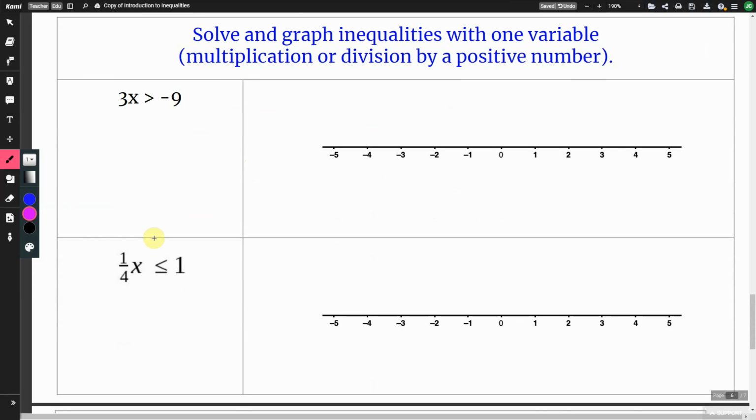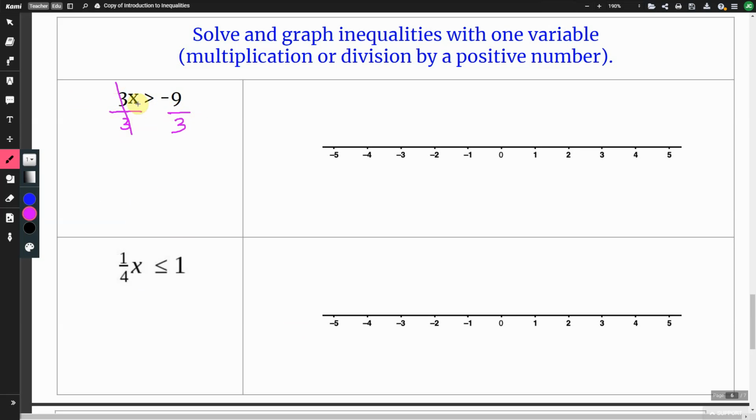And here we go. Next problems. Pretty straightforward. Again, we're going to solve for x, and then graph these inequalities. But now we're dealing with multiplication. Okay. 3 times x is greater than negative 9. And so we're just going to solve for that. So the opposite of multiplying is dividing. 3 both sides.